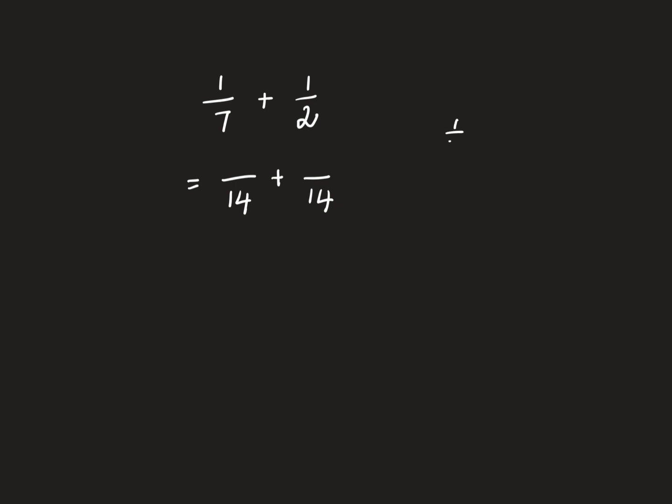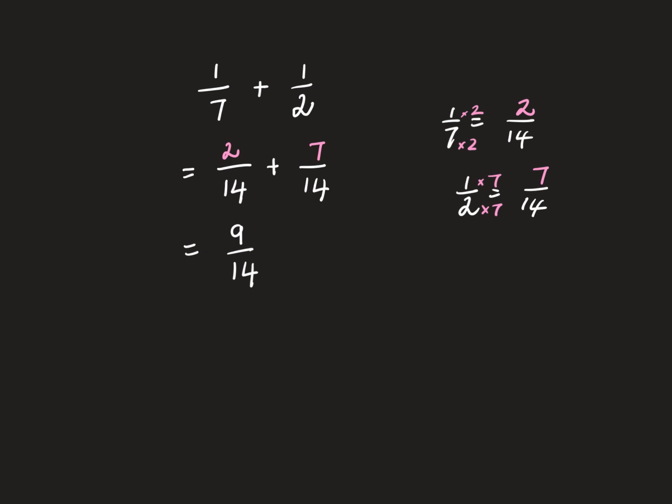Now, 1/7 is how many 14ths? Well, times 2, times 2. 1/2 is how many 14ths? Well, that's times 7, times 7. 2 14ths plus 7 14ths is 9 14ths. Hopefully you got that one right all by yourself.